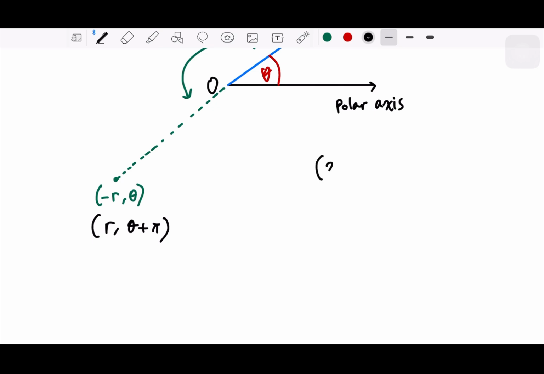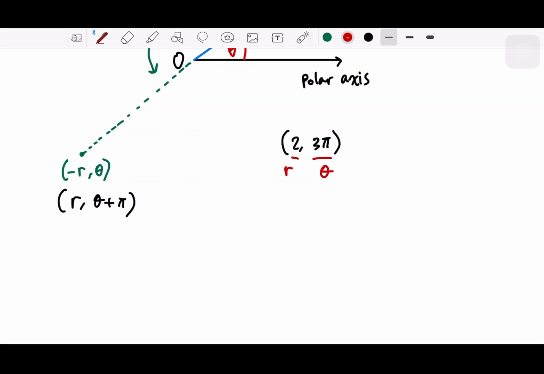Okay, if we have (2, 3π), this is the radius and this is the theta. I think it's still easy, right? Which means that we are going to have 1.5 circles, right? 2π and then adding an additional π, and the radius is 2. I think that's clear. How about we have (2, −2π/3)? We have the negative on the angle.